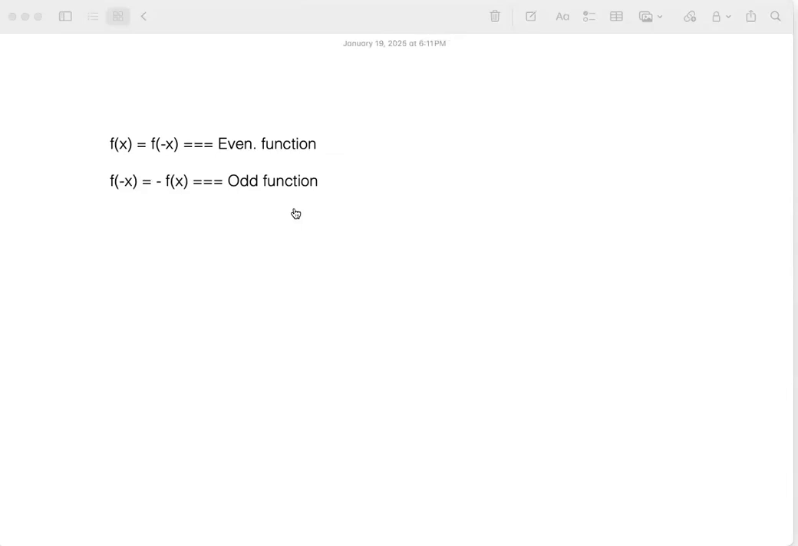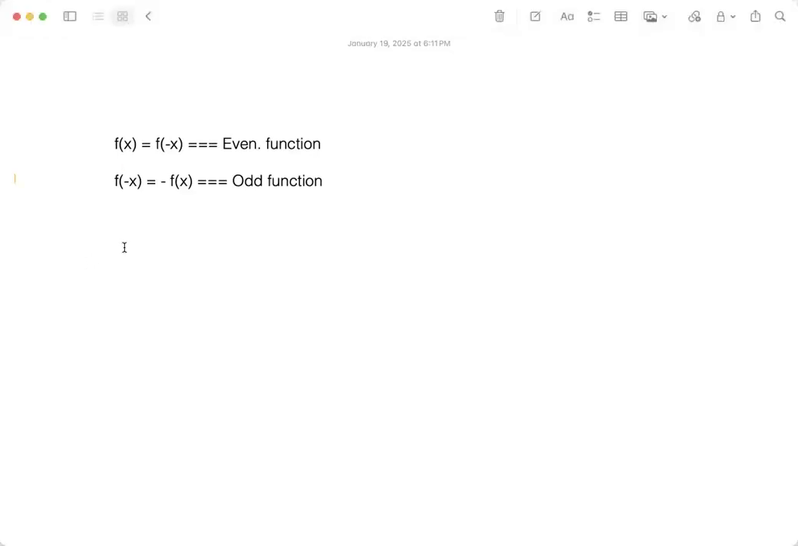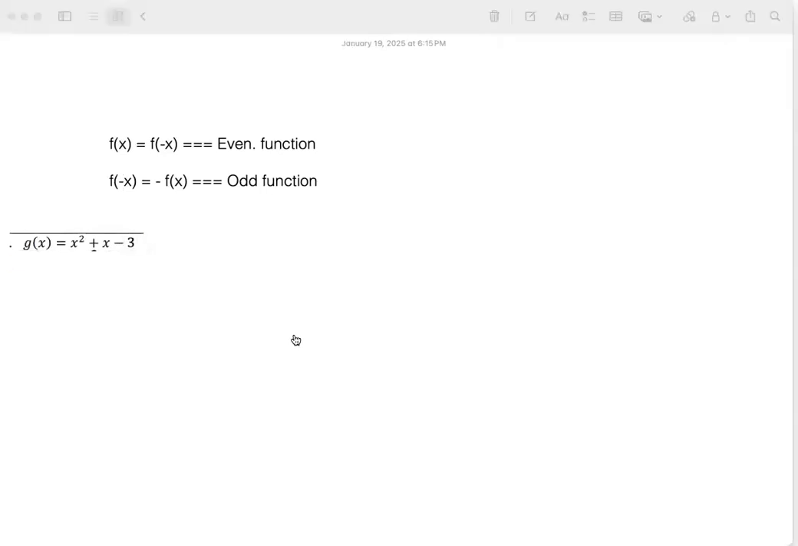So how about this? Let's see this one. How about this? g of x equal to x square plus x minus 3.